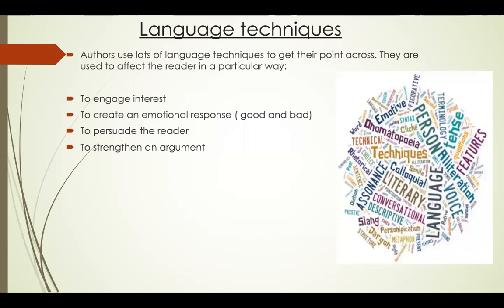Language techniques. Authors use lots of language techniques to get their point across. They are used to affect the reader in a particular way. So for example, it could be to engage interest, it could be to create an emotional response, good and bad. It could be to persuade the reader, and finally it could be to strengthen an argument. So these are some of the ways and reasons why we use language techniques.